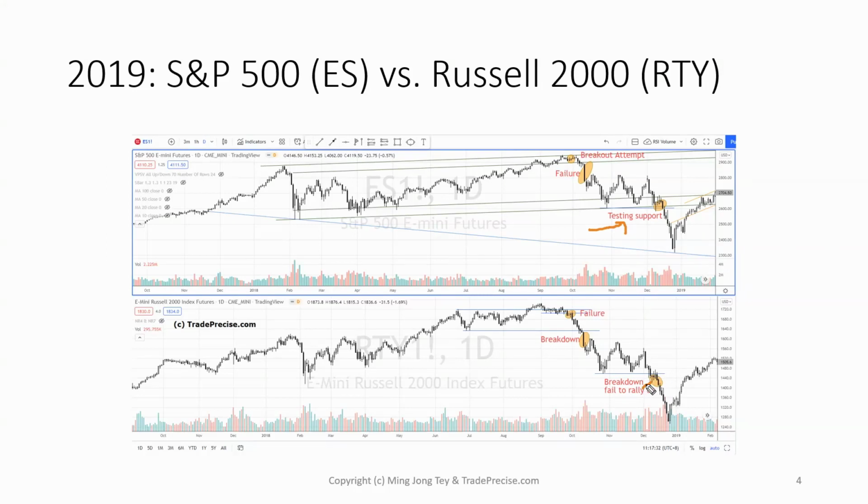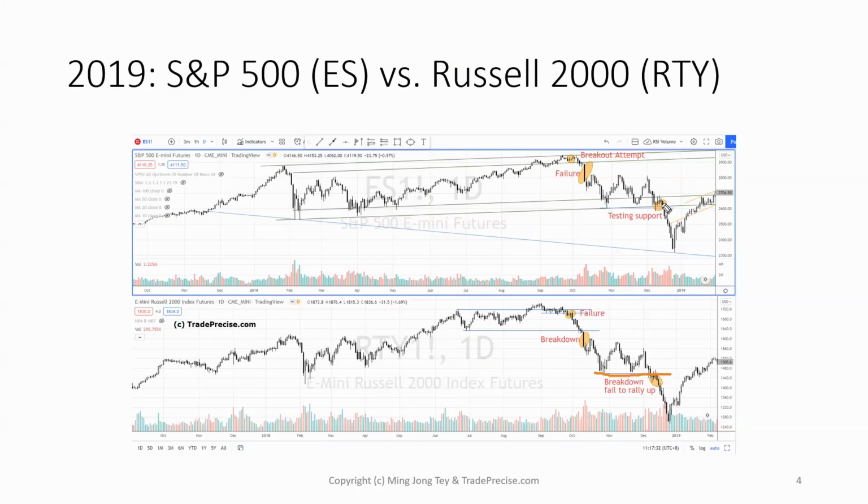That's highlighted in orange color. Breakdown. Failed to rally up. Tested the axis line. And then eventually had a reversal bar breakdown. So it's just the leading indicator. So instead of testing a support, it already shows you the intent. So I want to break down.